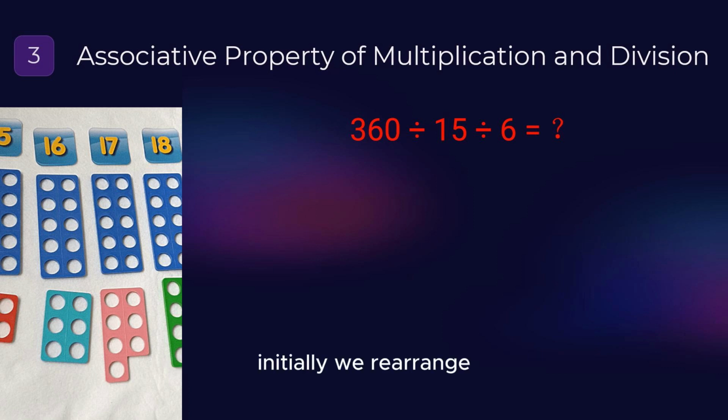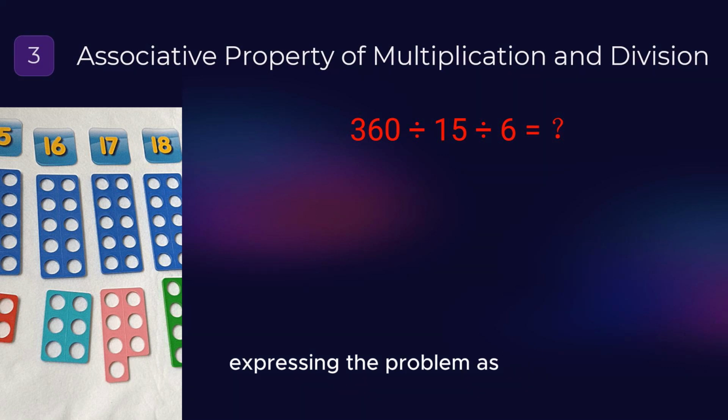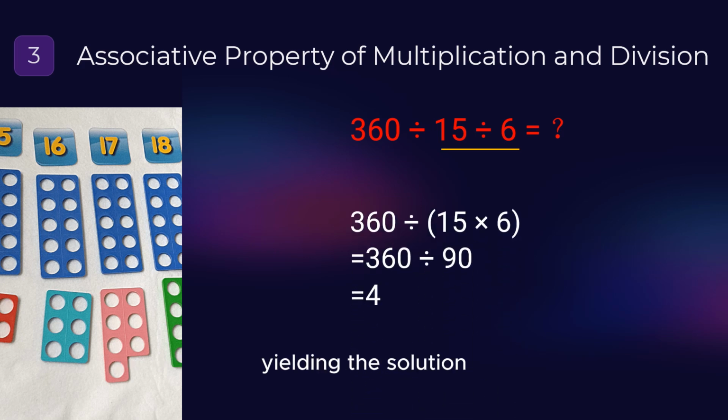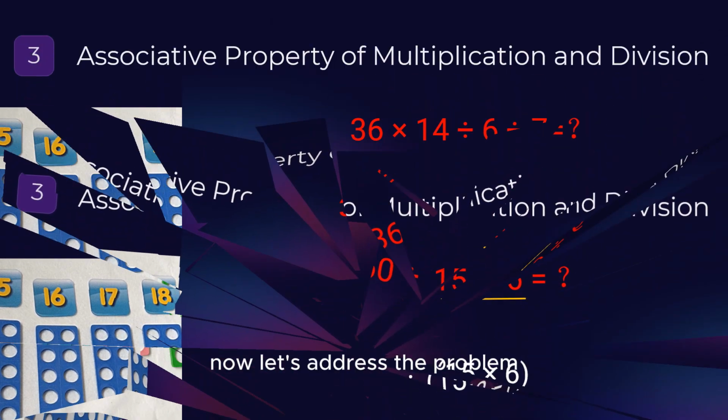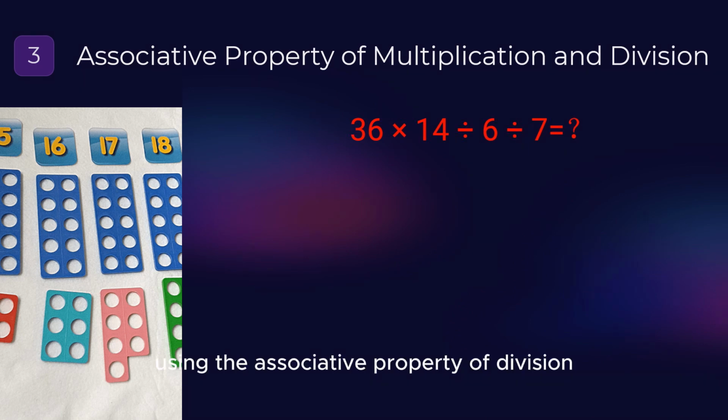Initially, we rearrange the order of factors using the associative property, expressing the problem as 360 divided by the product of 15 and 6. Subsequently, we simplify the calculation by dividing 360 by 90, yielding the solution, 360 divided by 90 is equal to 4. Now, let's address the problem 36 times 14 divided by 6 divided by 7 using the associative property of division.